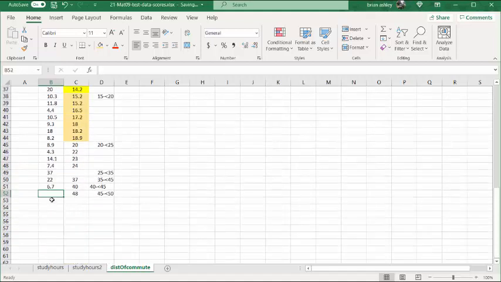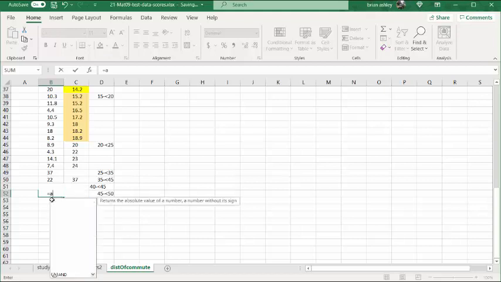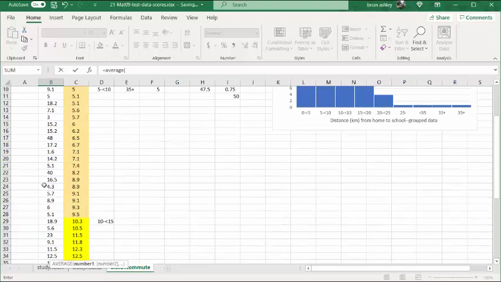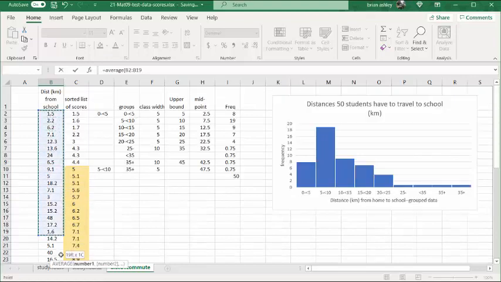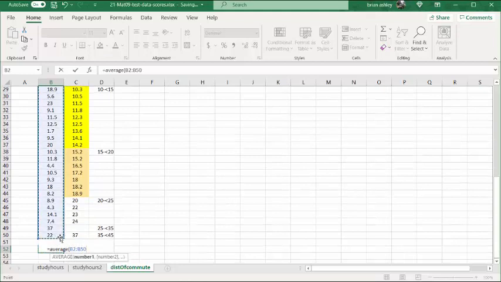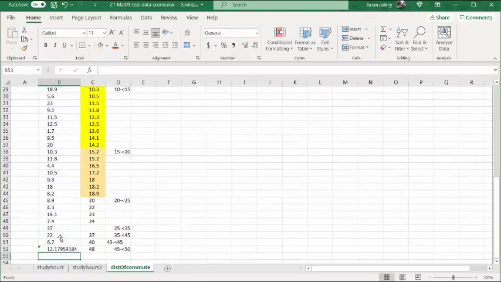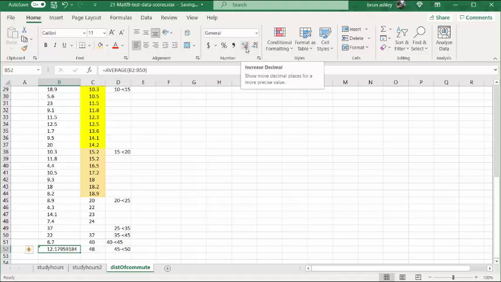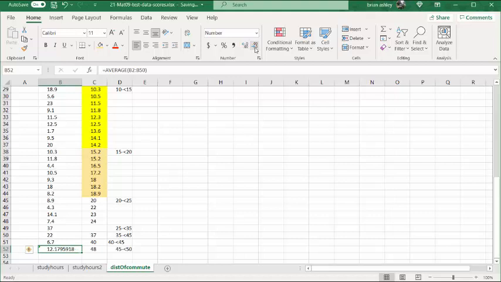So in Excel, the mean is just called the average. So there's your left bracket. Come up here, select the whole thing, that whole column. All right, there's your mean there, 12.179. So that'll be 12.18 or say 12.2, depending on what you want to round it to.